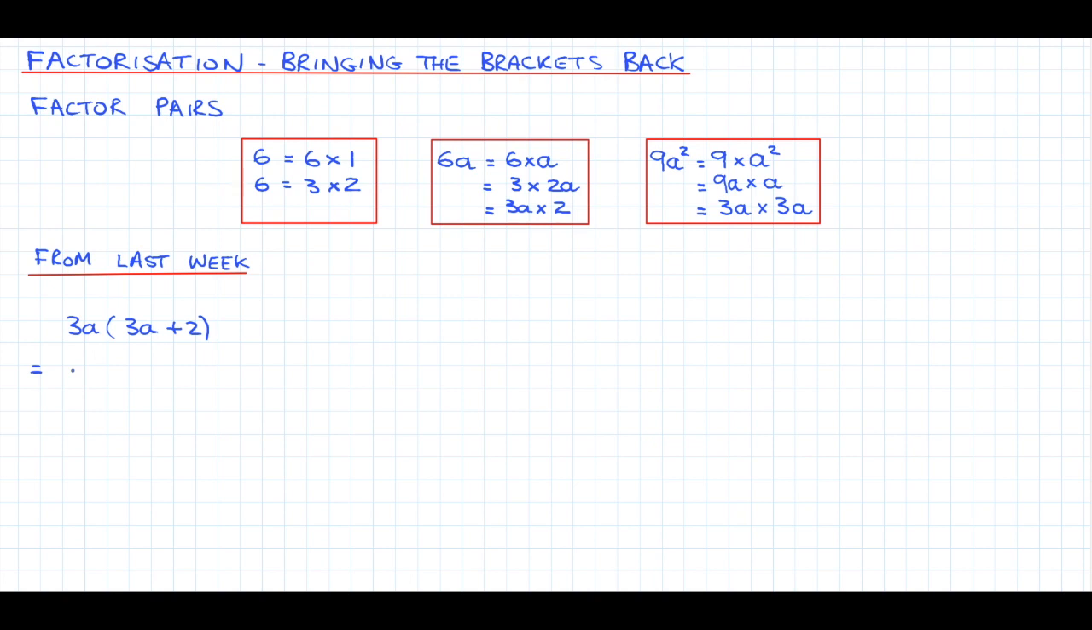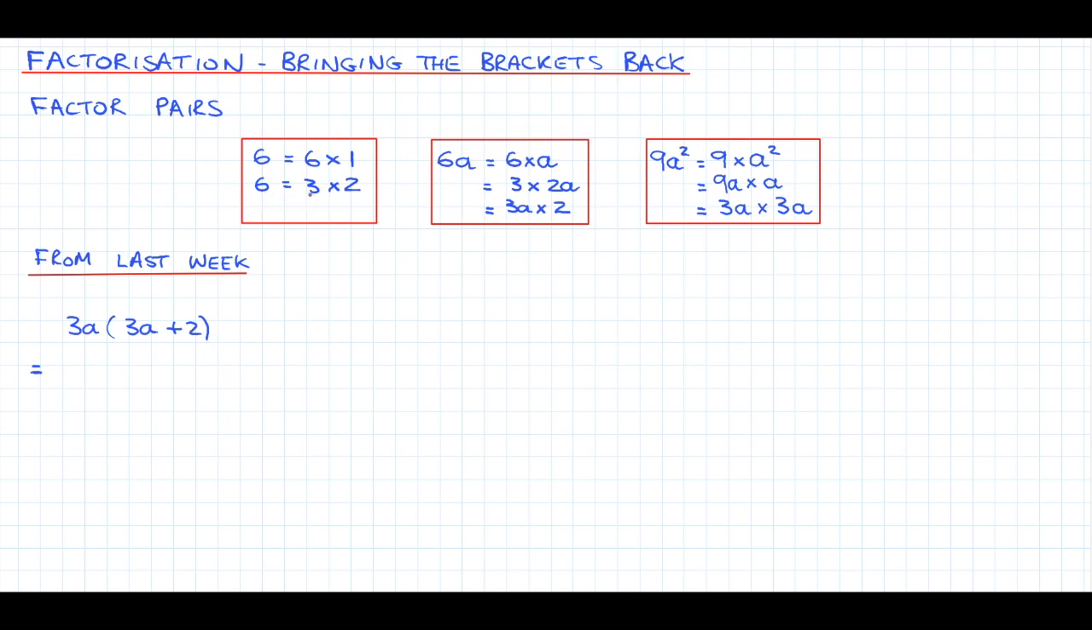Now we're going to continue with factorisation, bringing the brackets back. Again, let's take a wee step back and remind ourselves about factor pairs. If we have 6, I can write that as a pair of factors, 6 times 1. It's a factor pair for 6. Another factor pair for 6, 3 times 2.